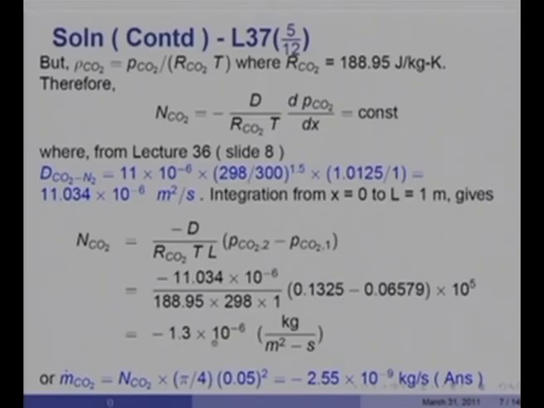The negative sign indicates that nCO2 is flowing in the negative x direction, that is from tank 2 to tank 1, and therefore, the mass flow rate m dot CO2 will be nCO2 multiplied by pi by 4 into the diameter of the pipe, 0.05, which was 5 centimeters, squared. This is equal to minus 2.55 into 10 raised to minus kg per second. So, this is the answer to our problem of the rate of diffusion of CO2 in this pipe, from tank 2 to tank 1.